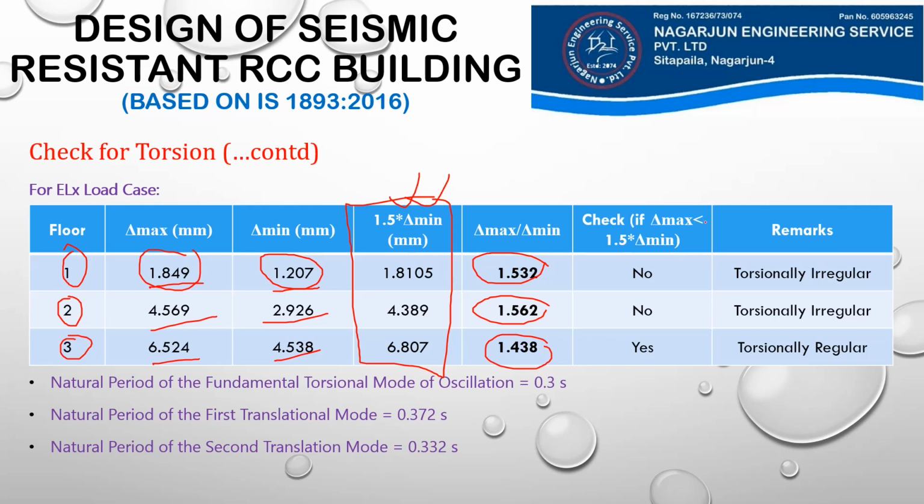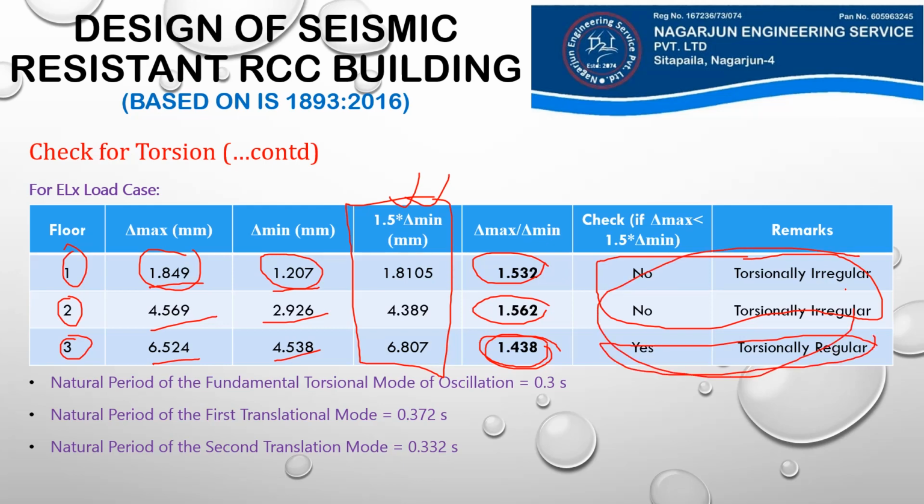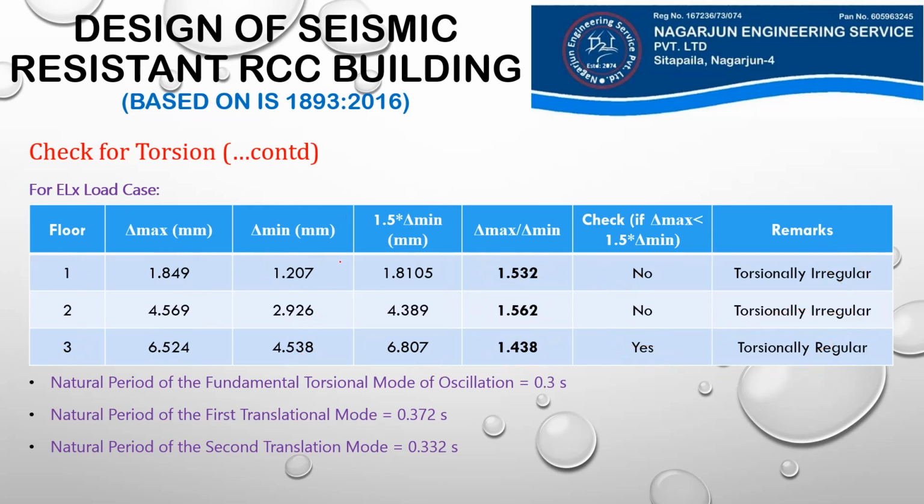So delta maximum is greater than 1.5 times delta minimum, and the ratio for this third story is less than 1.5. So based on our first two ratios, our building is torsionally irregular, and based on our third ratio, our building is torsionally regular. So overall, our building is torsionally irregular. This I found under the earthquake load X case. I'll return to this again.